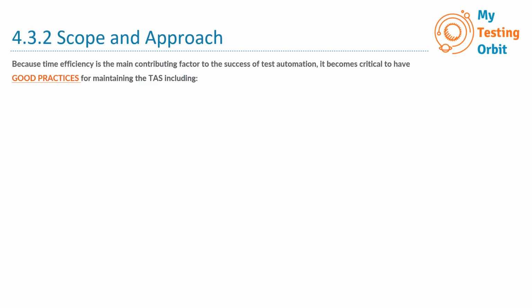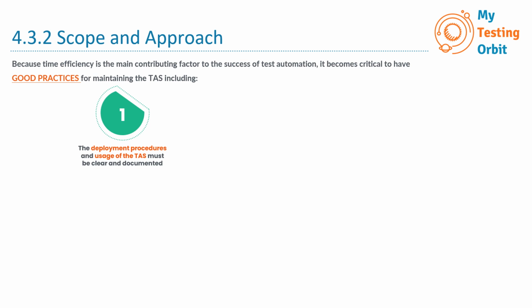Because time efficiency is the main contributing factor to the success of test automation, it becomes critical to have good practices for maintaining the TAs, including number 1, the deployment procedures and usage of the TAs must be clear and documented. Okay, so let's first have a look at the deployment procedures point.